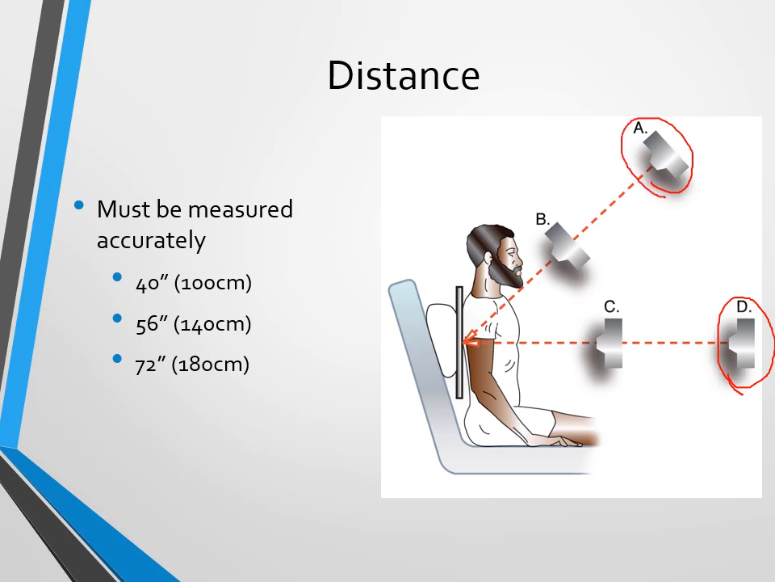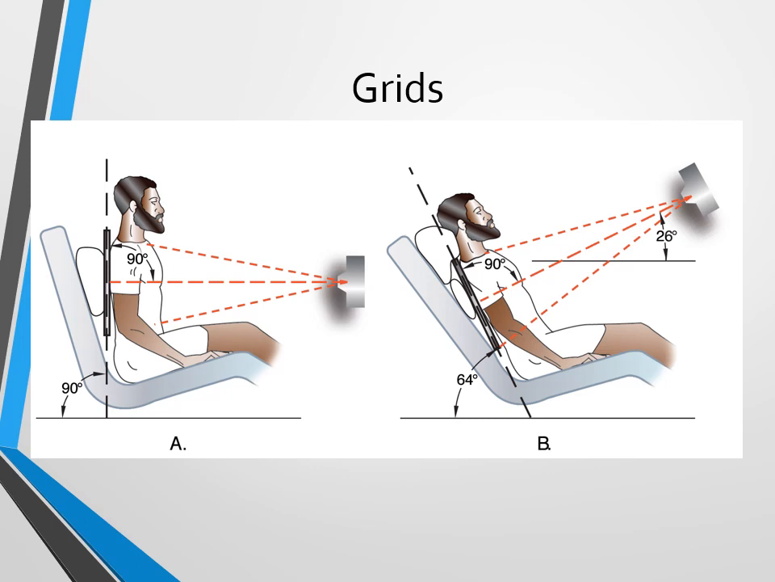Regardless, we want the longest SID possible, and that is to increase spatial resolution and decrease the size of the heart. With grids, it's just important to make sure that the central ray is directed perpendicular to the grid. So if a grid is used, then we have to be careful with alignment. Otherwise, we get grid cutoff.